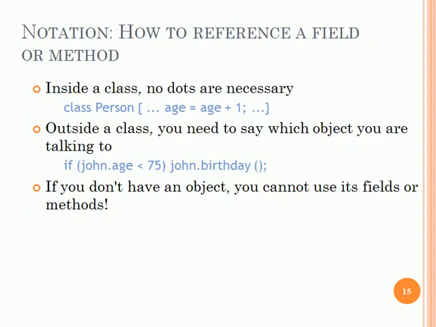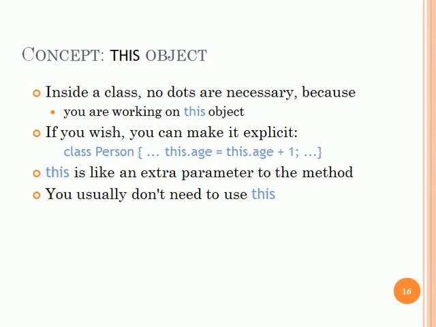Now, how to reference a field or method. Inside a class no dots are necessary, and outside a class we must specify which object the method lies in. The next concept is the this object. This represents an extra parameter to the method.